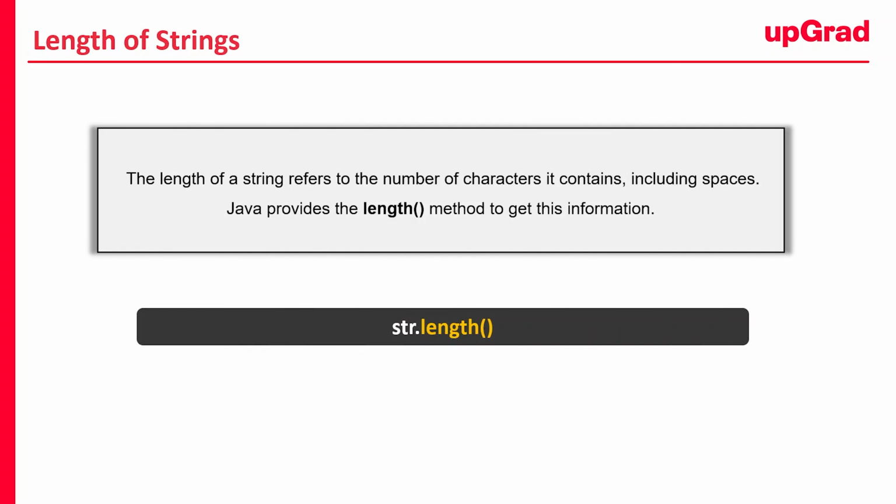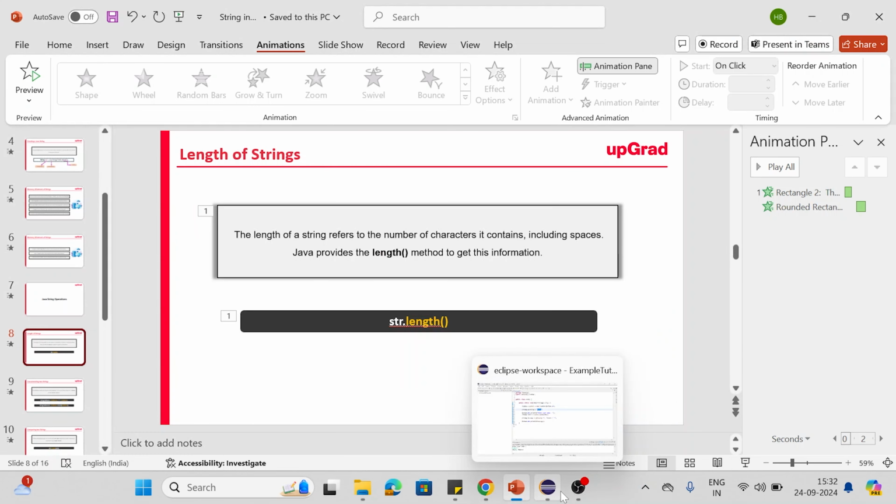The length of a string refers to the number of characters it contains, including spaces. Java provides the length method to get this information. The length method returns the number of characters present in the string. This includes letters, digits, spaces, and special characters. Alright, so let's do a simple example of this to help you understand it better. Let's move on to Eclipse.